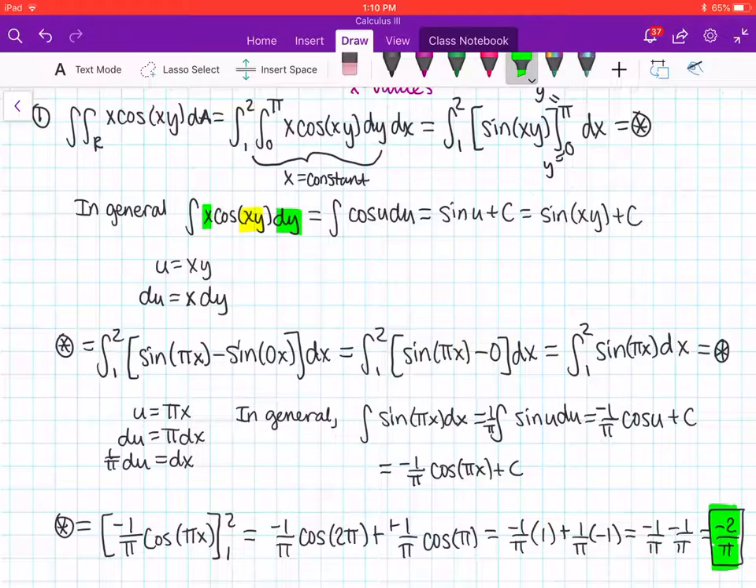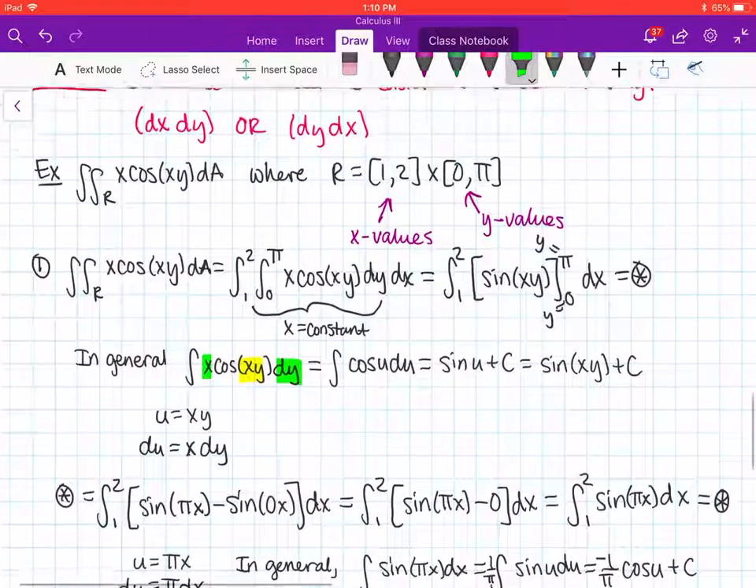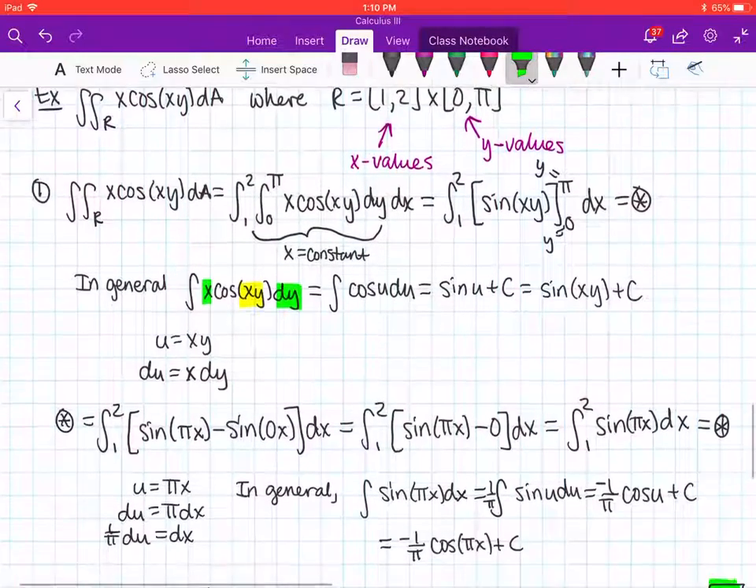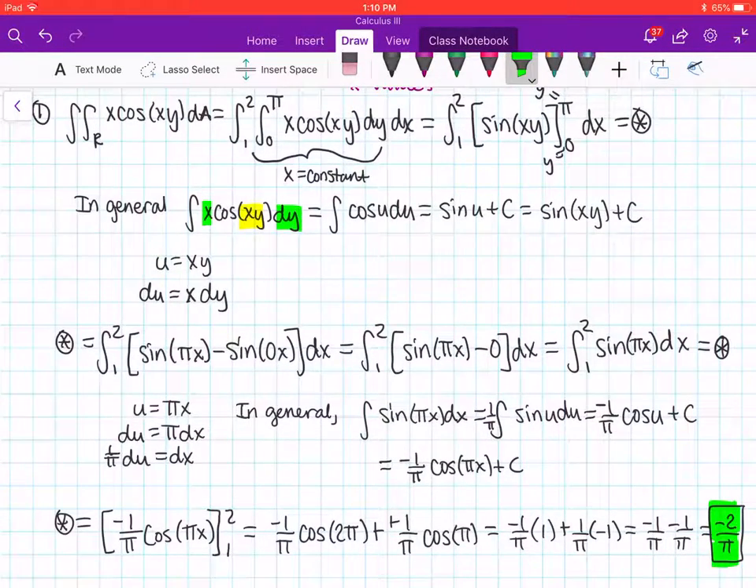But remember, I said depending on which way we have it, we do the order of operations here with the integrals. It depends on if it's going to be easier or not. So that one wasn't so bad. Let's see what the order is if we do it the opposite way.